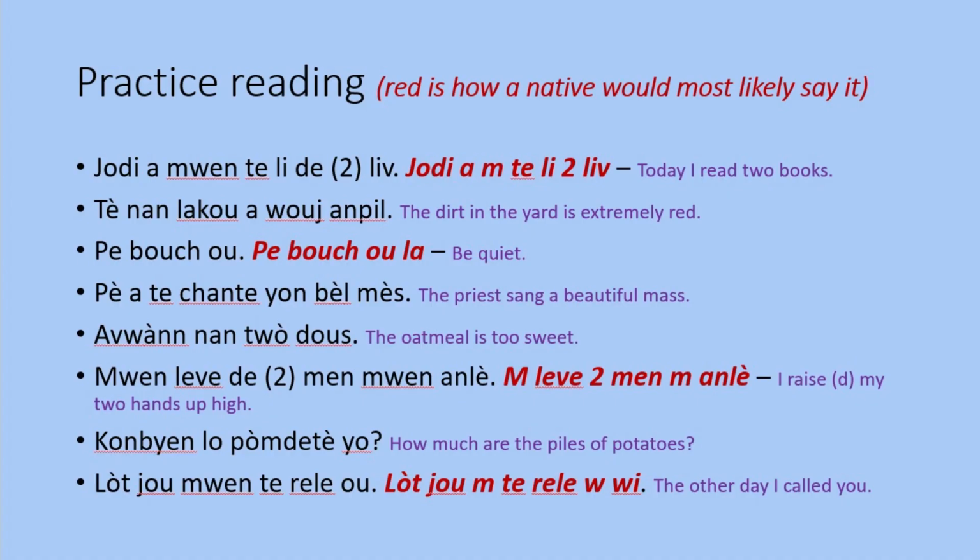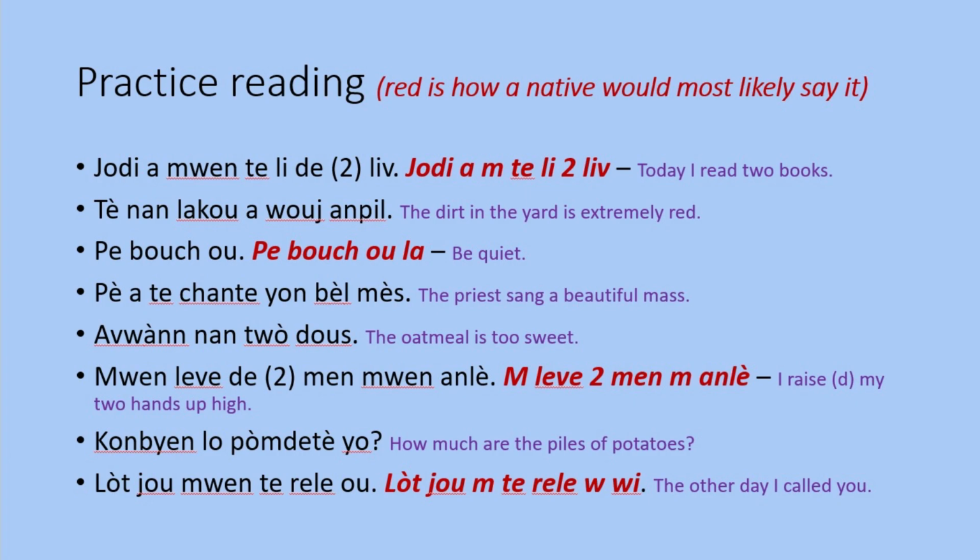Now, watch this one. Pe bouchou. Be quiet, right? There's no accent on the E, so it's A, right? Me, as a native, I'm going to say pe bouchou la. And you might say, where did the la come from? That's just how a native would speak. Pe bouchou la. It doesn't mean do it here, do it there. It just means be quiet. Okay? And that's how a native would say it. Pe bouchou la, right?